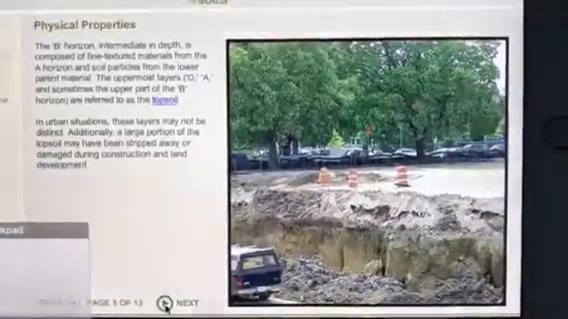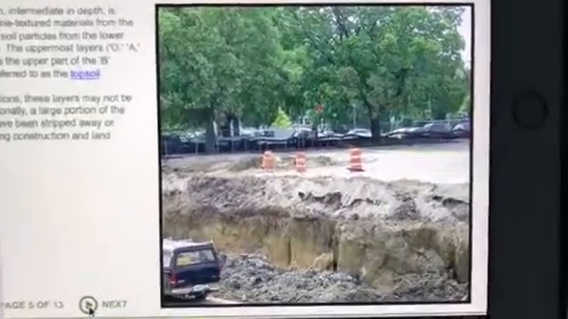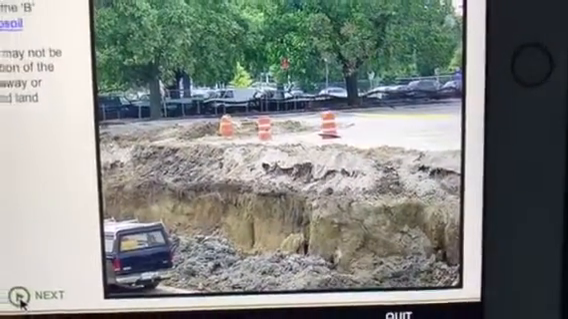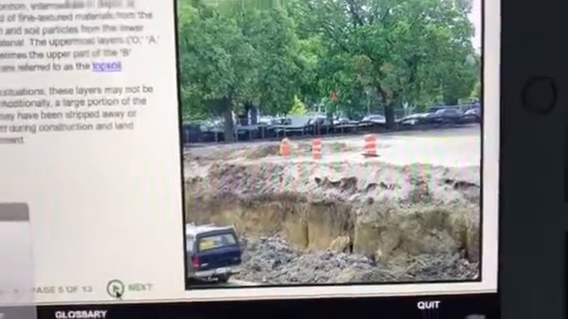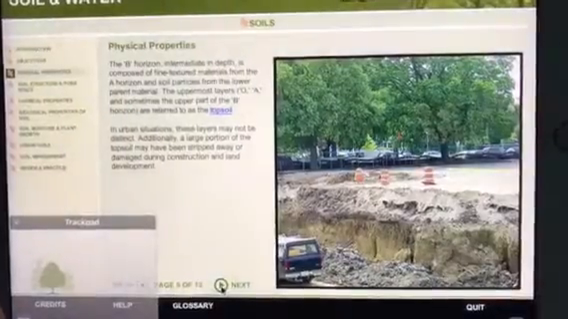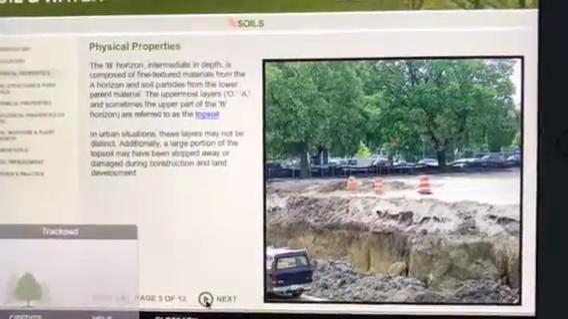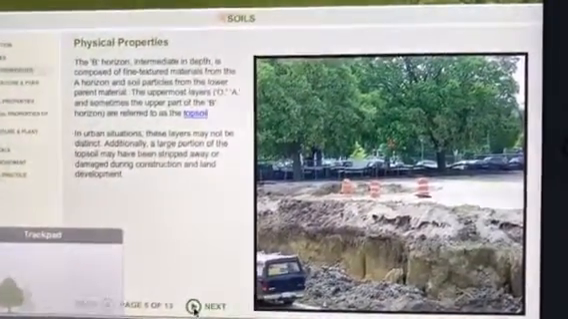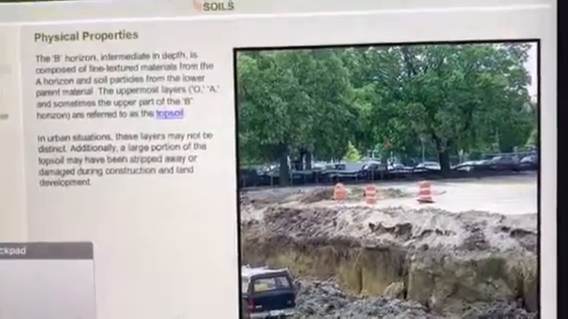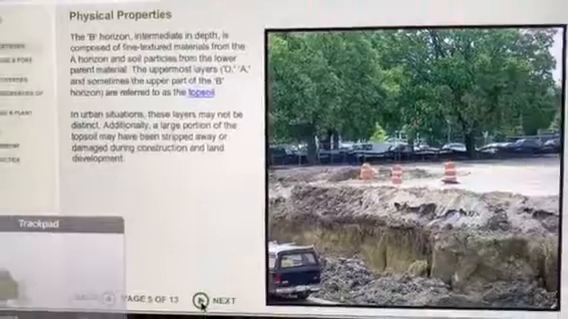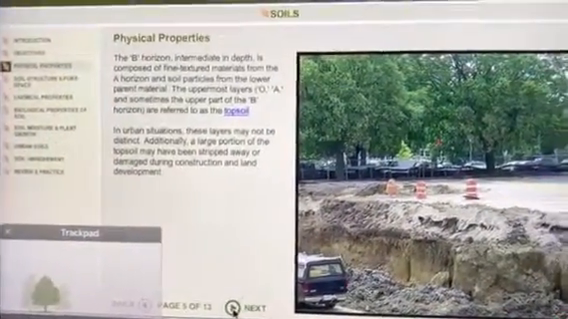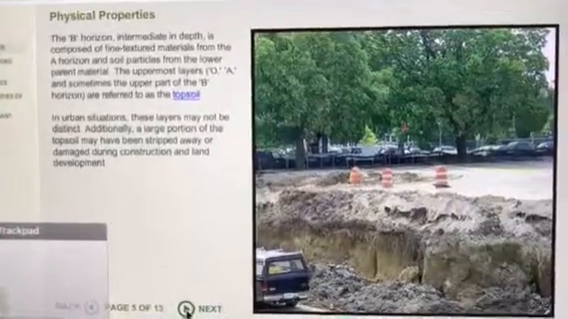The B horizon, intermediate in depth, is composed of fine textured materials from the A horizon and soil particles from the lower parent material. The uppermost layers, O, A, and sometimes the upper part of the B horizon, are referred to as the topsoil. In urban situations, these layers may not be distinct. Additionally, a large portion of the topsoil may have been stripped away or damaged during construction and land development.